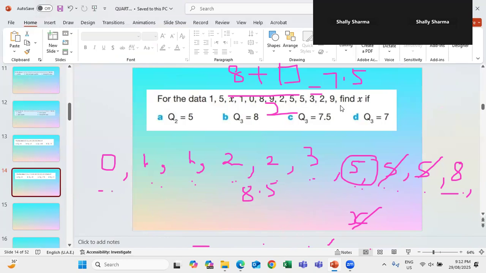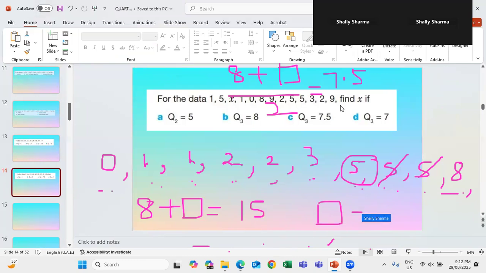So how to solve this equation? We will be writing here 8 plus this box is equal to 2 times 7.5, which is 15. So this box will be equal to 15 take away 8, which is 7. So that means our x should be equal to 7. Then the same you can do for Q3 and Q8.